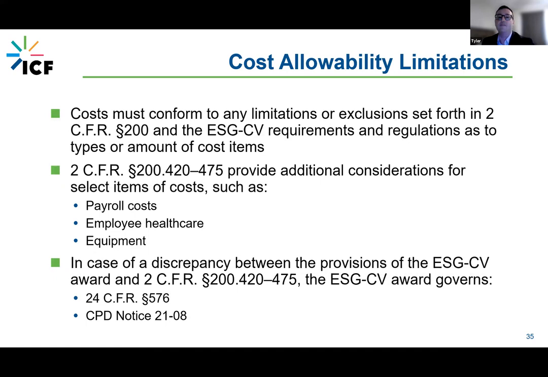So staying on the topic of cost allowability limitations, cost must also conform to any limitations or exclusions set forth in 2 CFR Part 200 and the ESG-CB requirements and regulations as to the types or amount of cost items. For example, 2 CFR 200 contains a list of allowable costs, such as payroll costs, equipment, etc. If a discrepancy exists between the list of allowable costs at 2 CFR 200 and the allowable costs for the ESG-CB program, then the regulations and requirements for the ESG-CB program at 24 CFR 57 and CPD Notice 21-08 apply.